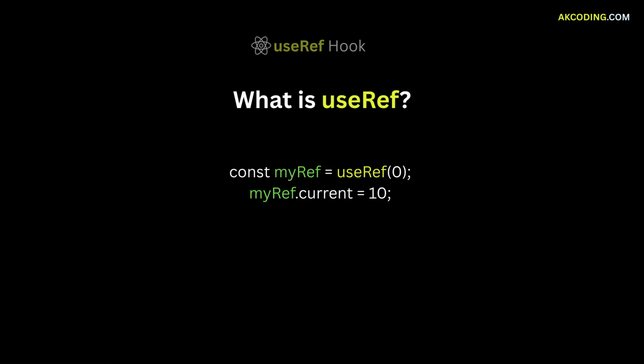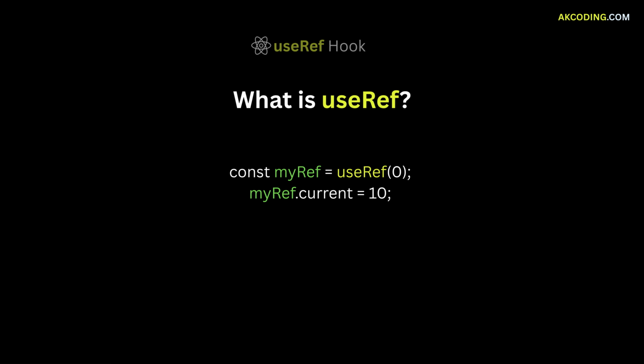Let's start with the basics. What is useRef? useRef is a hook that lets you persist values across renders without causing a re-render when the value changes. For example, const myRef = useRef(0), myRef.current = 10. Whenever any state changes and the DOM re-renders, myRef's value 10 will not change.